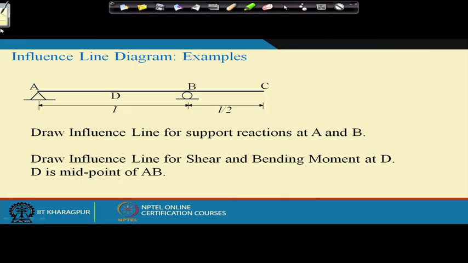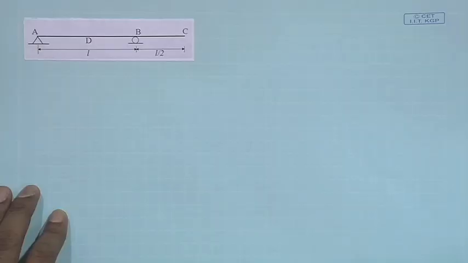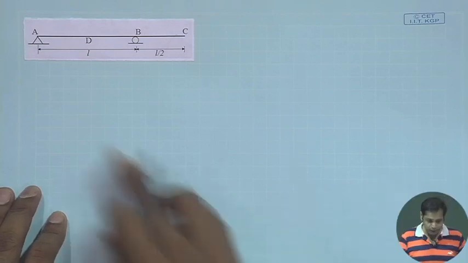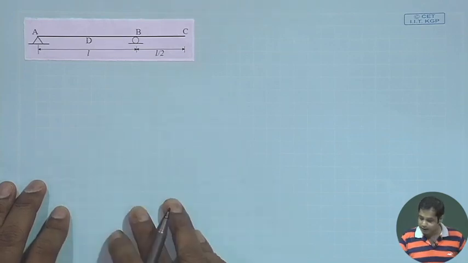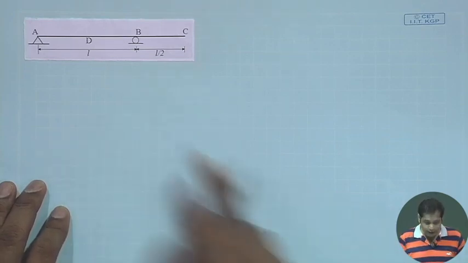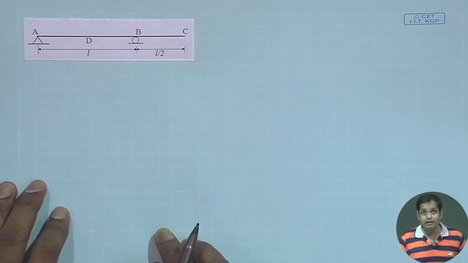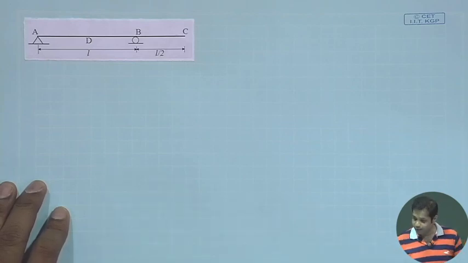We have again a simply supported beam with an overhang like this. Now, what do we need to find out? We need to find out the influence lines for the support reactions, and then at any intermediate point D, the influence lines for bending moment and shear force.